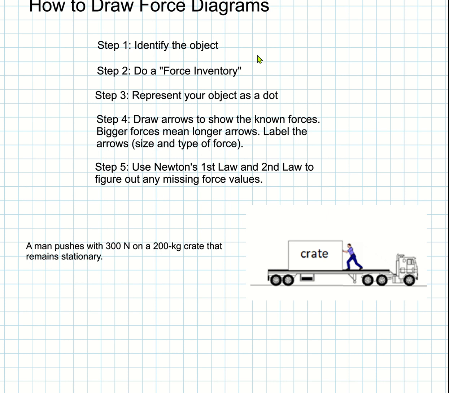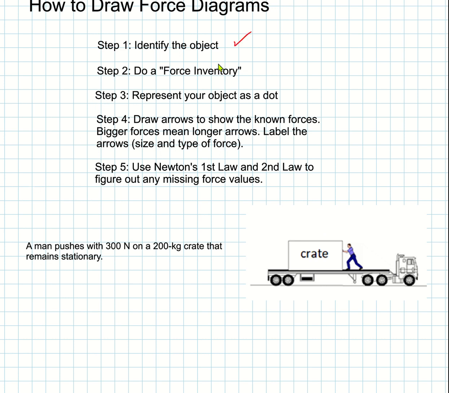Let's go through this in the context of a problem here. So we got a man pushes with 300 newtons of force, that's like 75 pounds, on a 200 kilogram crate that remains stationary on a truck. Okay, so we got a crate, we got a truck, we got a person. Which one of these are we going to draw a force diagram for? I'm going to say the crate. Okay, so let's say that's done. It's going to be for the crate.